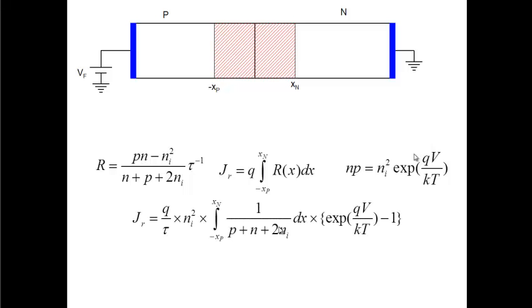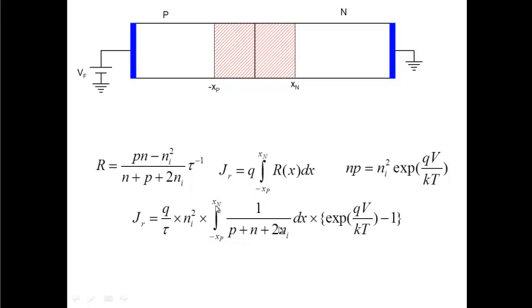So then our recombination current becomes as follows: q, and if you put ni squared exponent qV by kT, ni squared you can take out, so that's exponent qV by kT minus 1 here. What you are left with is 1 over (p plus n plus 2ni), integrated from minus Xp to Xn dx.